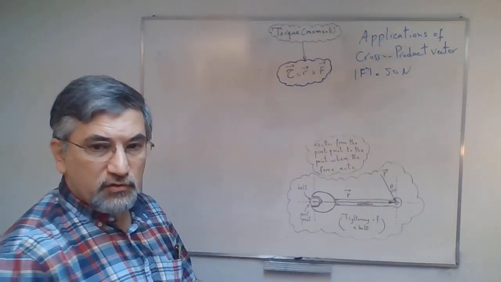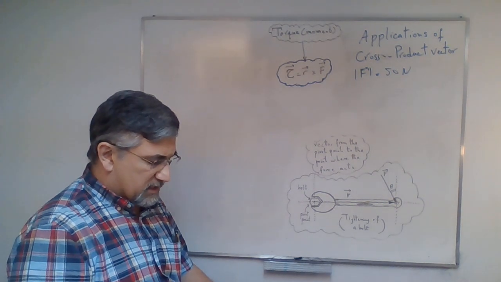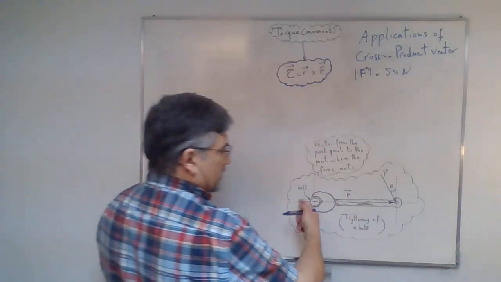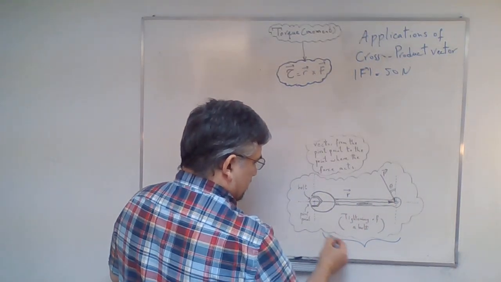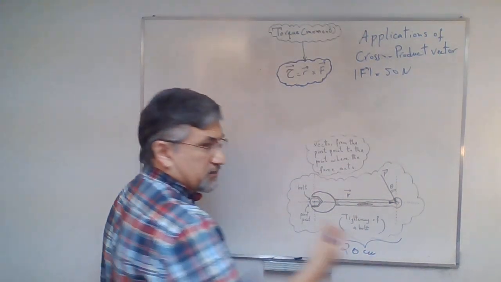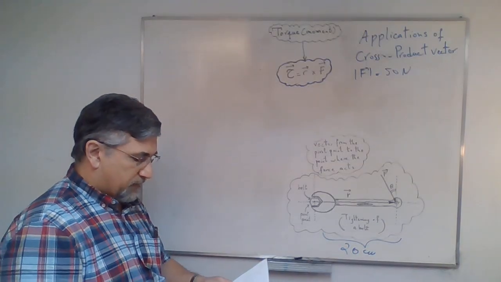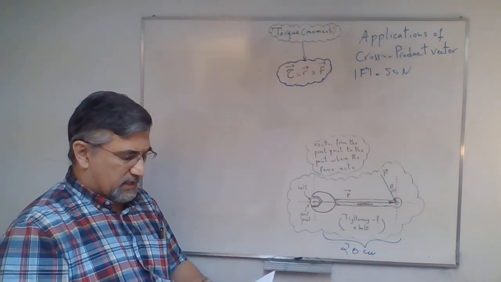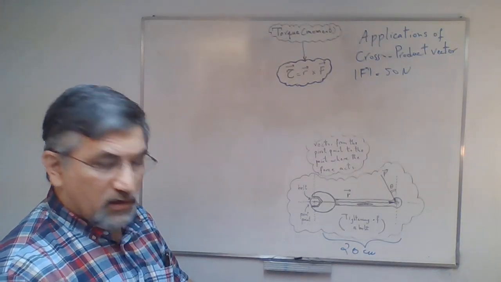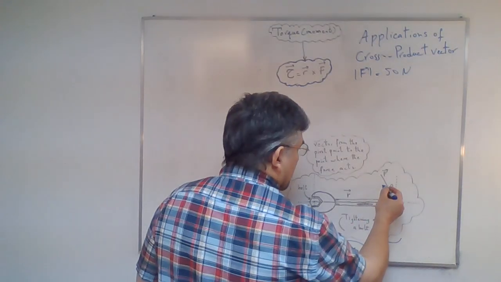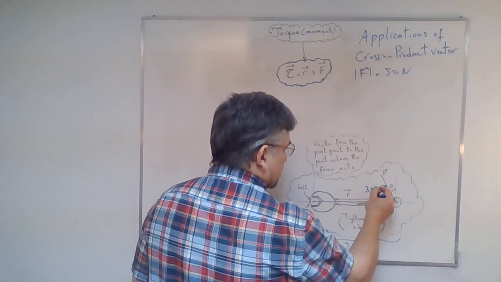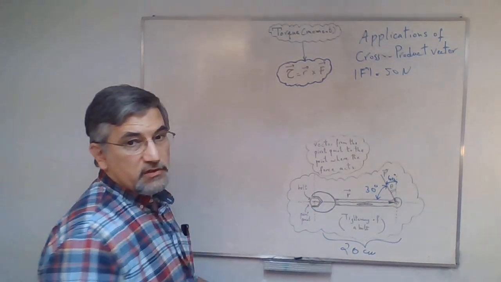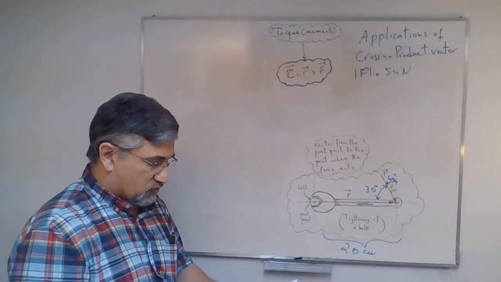Right now, the magnitude of the force exerted is 50 newtons, and it is applied to the end of a 20 centimeter wrench. So this distance is 20 centimeters. That's the length of the wrench. And this force is making an angle of 30 degrees with the handle of the wrench. So obviously the remaining angle would be 60 degrees. That's what is described in the question.